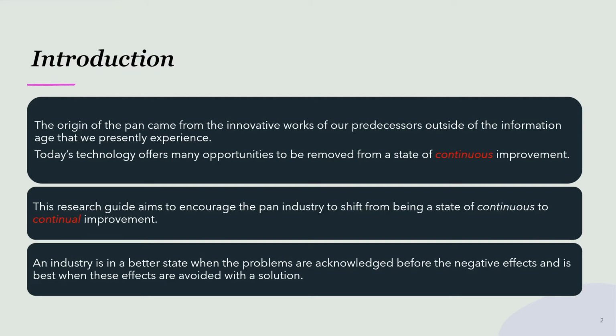The origin of the pan came from the innovative works of our predecessors outside of the information age that we presently experience. Today's technology offers many opportunities to be removed from a state of continuous improvement. This research guide aims to encourage the pan industry to shift from a state of continuous to continual improvement. Continual improvement offers the industry a better state when the problems are acknowledged before the negative effects, and is best when these effects are avoided with a solution.